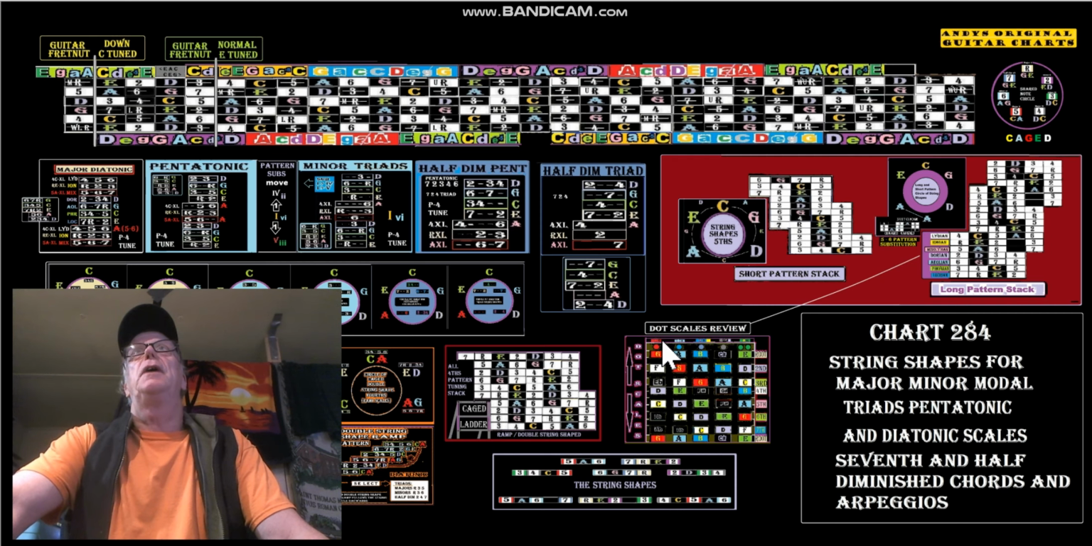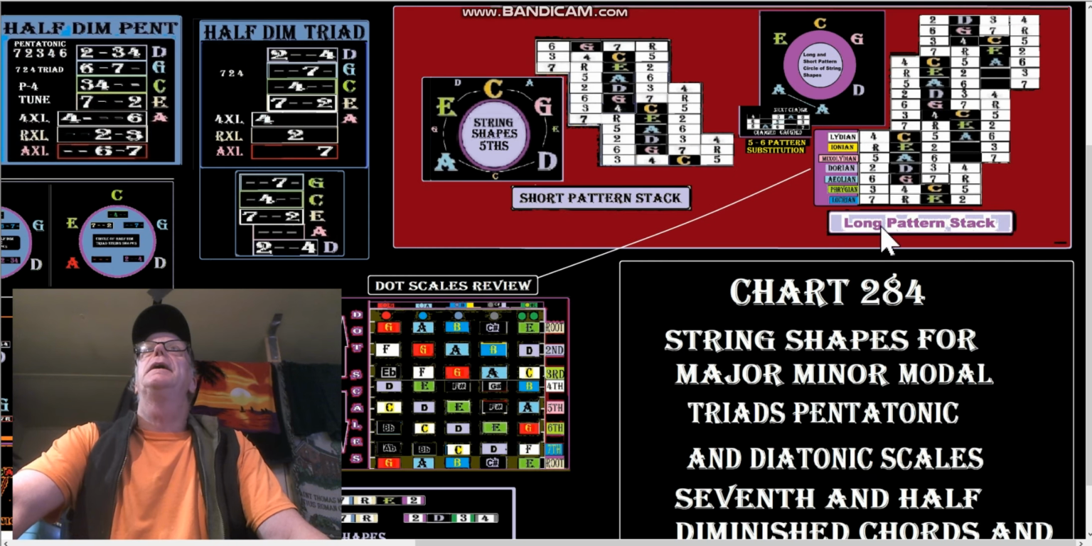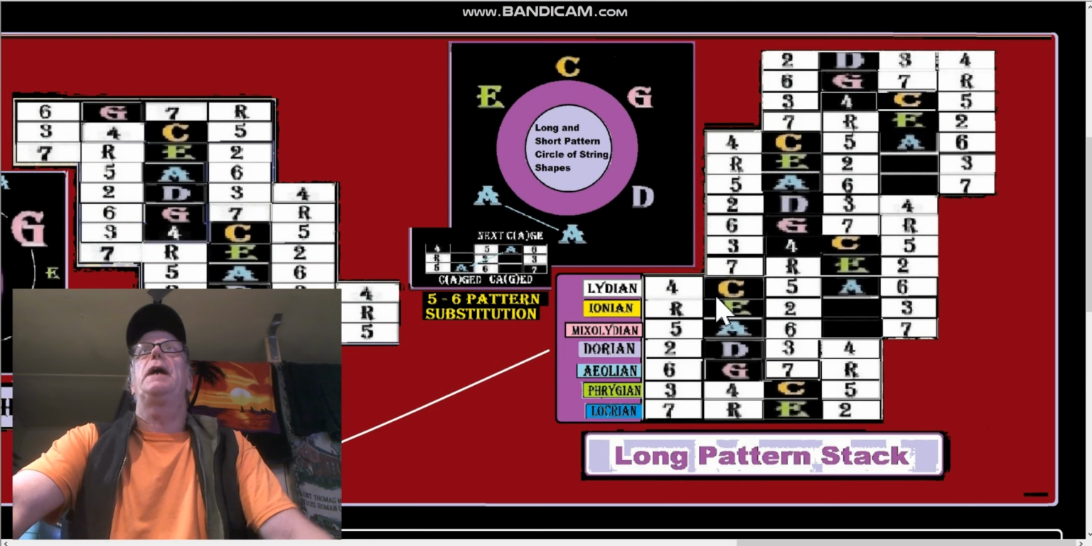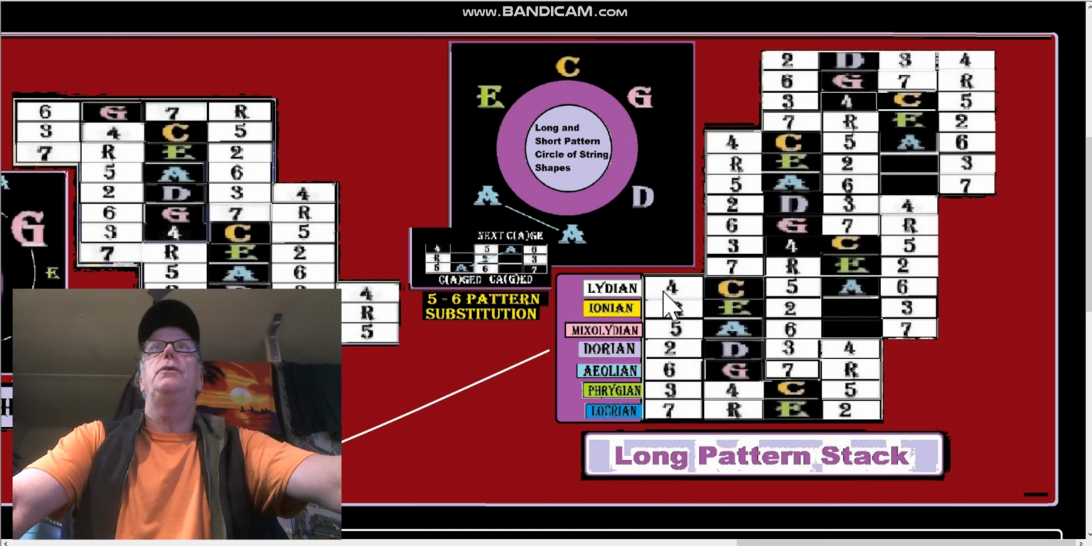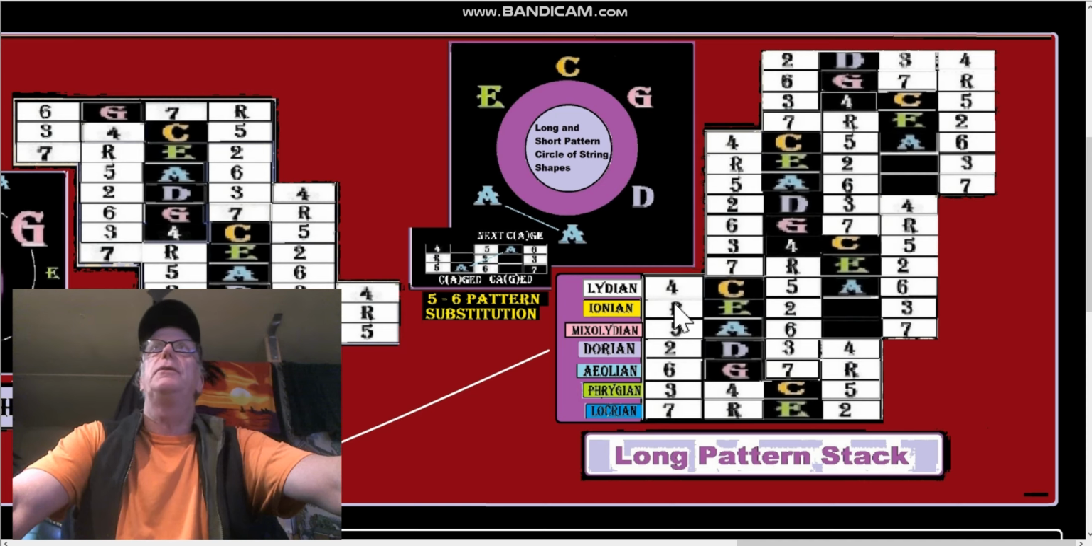A little word here on dot scales review. Again, what we're looking at is the pattern stack, and we have the modes. If you make any one of these string shapes the bottom string and play up a diatonic scale, continue that diatonic scale in the key of root, whatever it is. And with the long patterns, it really doesn't matter what it is.